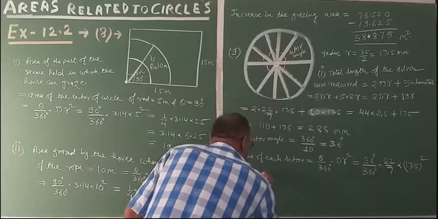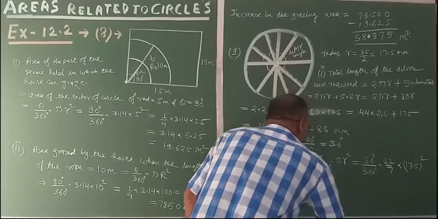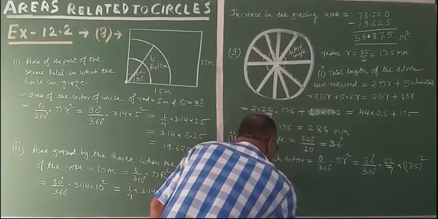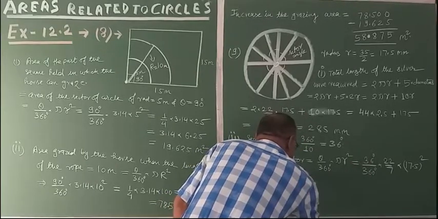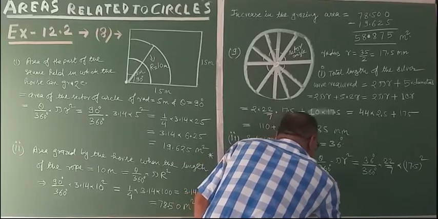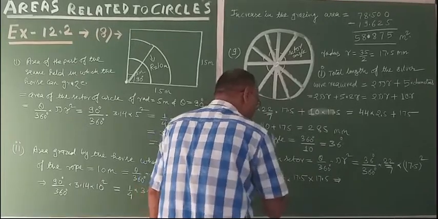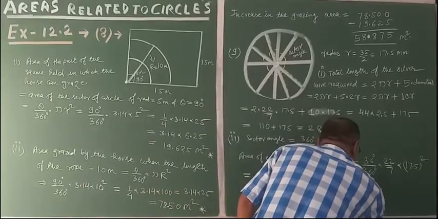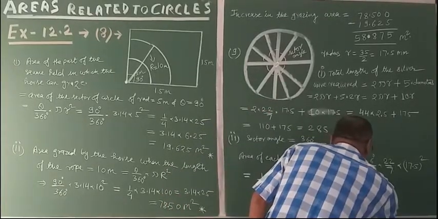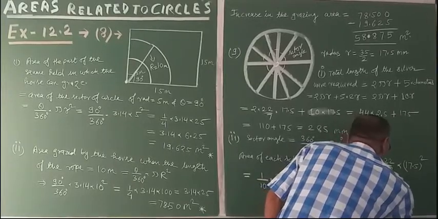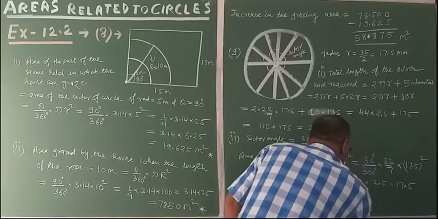36 upon this one. This will be 1 upon 10 into 22 upon 7 into 17.5 into 17.5. Now just solve it. This will be 1 upon 10, 2.2, 2.2, 7 divided 2.5, it is 2.5 into 17.5, 17.5. Just multiply them.